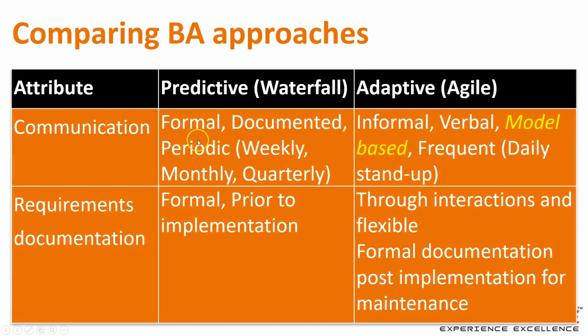In predictive, communication is formal, documented, like I said. Adaptive is informal, verbal. Sometimes you're going to have a blend. Every one of these you can have a blend. Requirements documentation: in a predictive world, it's more formal. It's lots and lots of documentation. In adaptive, it's done in the iterations. Formal documentation is sometimes done post-implementation for maintenance.